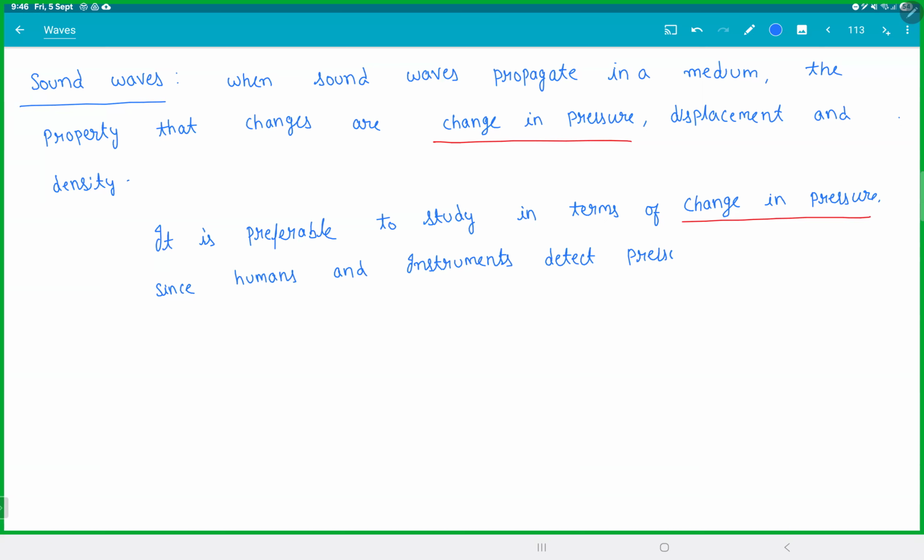That means now your general equation, which we wrote for waves, remember this y is not the displacement, this y is the change in property. So this is your progressive wave, y is equal to kx plus or minus omega t plus phi.